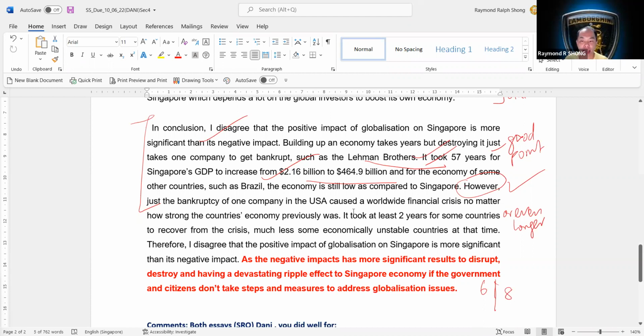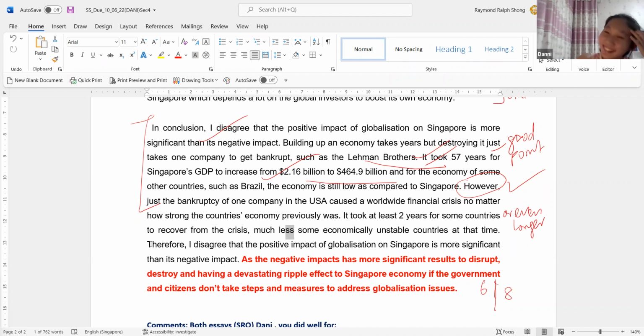There's a double O there. Okay, there's a double L there. There's a double S there. Please, 拉长那个音. It took at least two years for some countries to recover from the crisis, much less such economically unstable countries at that time. Therefore, I disagree the positive impacts of globalization on Singapore is much more significant. But don't want to, bye-bye. Don't do that, okay? Don't do that. Therefore, carry on.